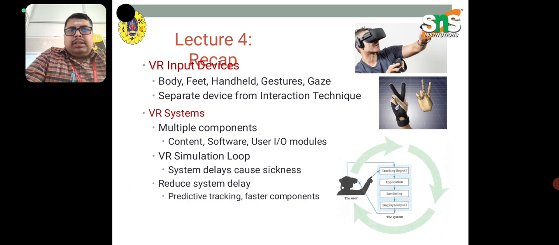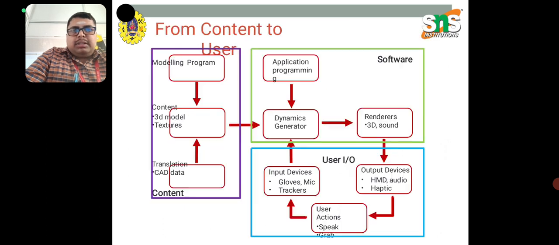That is the recap. We saw VR input devices such as body, feet, hand, gestures, and gaze, and separated devices from interaction technique. The VR system consists of multiple components: content, software, user input modules, and the VR simulation loop, where system delay causes sickness. Next is reducing the system delay. To reduce system delay, we have predictive tracking and faster components.